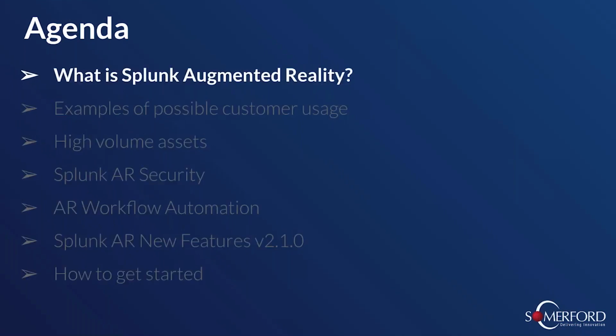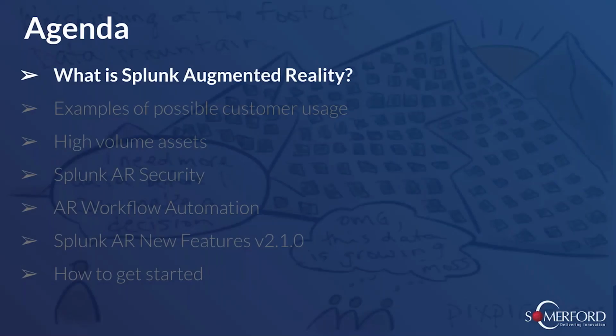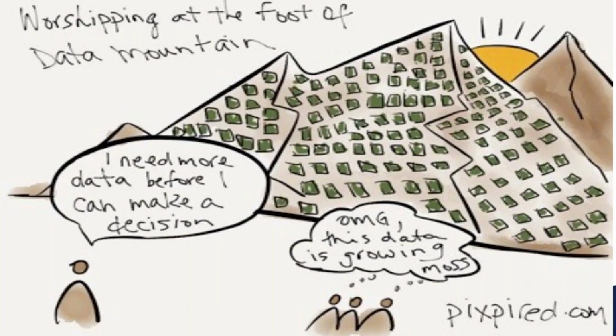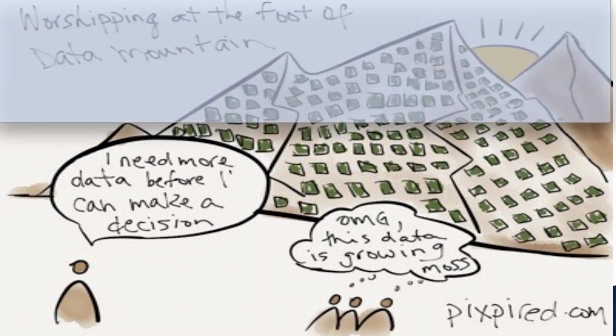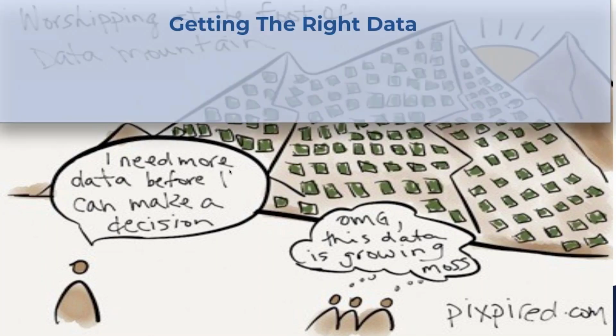So let's start with what is Splunk Augmented Reality. So data is everywhere. You already know that. You're in this industry, so you know that data is everywhere, and businesses are transforming. Digitization of businesses is everywhere, and this is very key. And you already know that. And getting the right data is absolutely key.